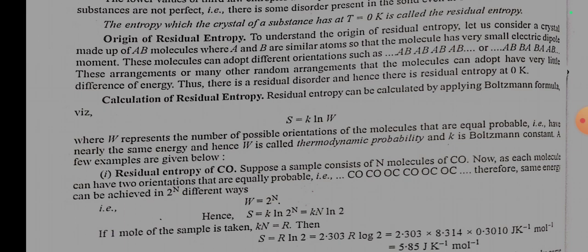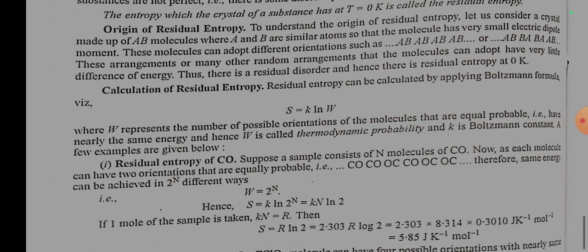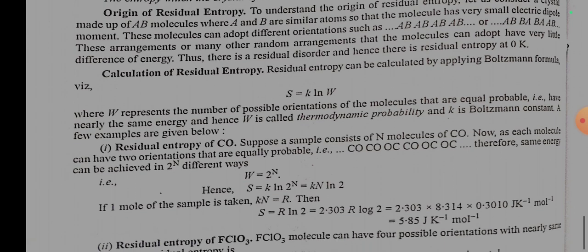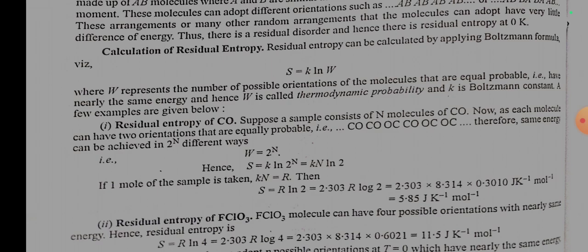Origin of residual entropy. To understand the origin of residual entropy, let us consider a crystal made up of AB molecules, where A and B are similar atoms so that the molecule has a very small electric dipole moment. These molecules can adopt different orientations such as AB, AB, AB, AB or AB, BA, BA, AB. These arrangements, or many other random arrangements that the molecules can adopt, have very little difference of energy. Thus there is residual disorder, hence there is residual entropy at 0 Kelvin.